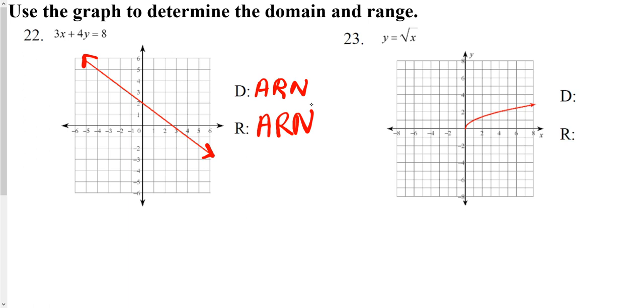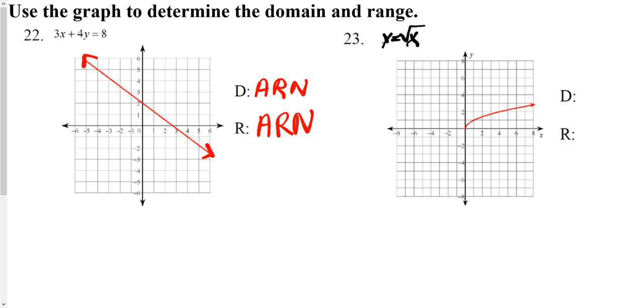When we're looking at problem number 23 here, we have the square root of x is equal to y. You can see it doesn't go left and right forever, but it does start here at 0 and go right forever.